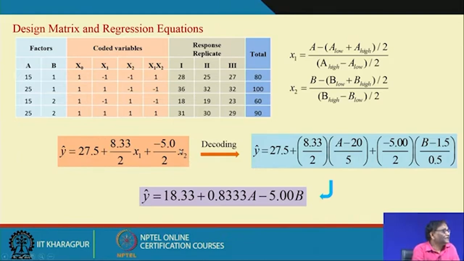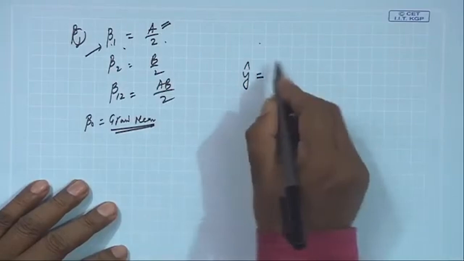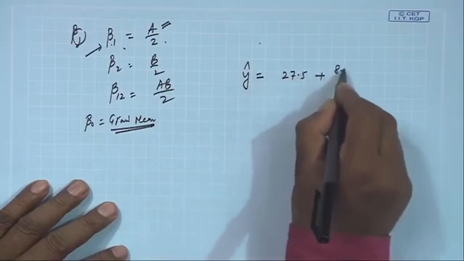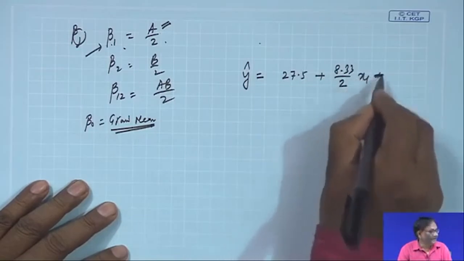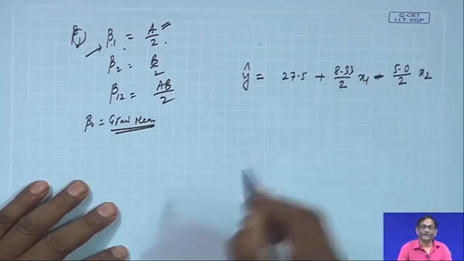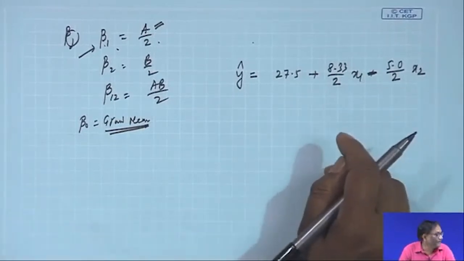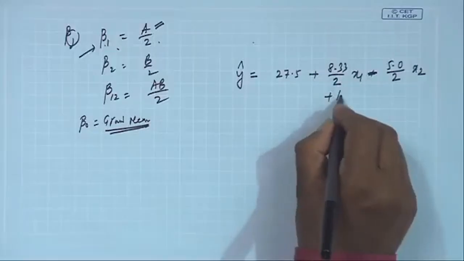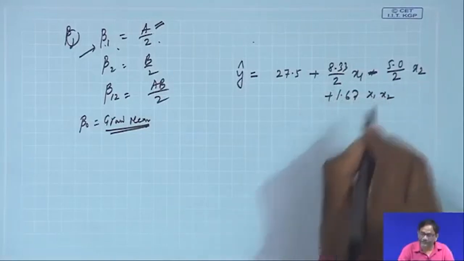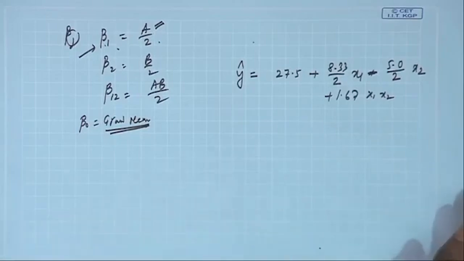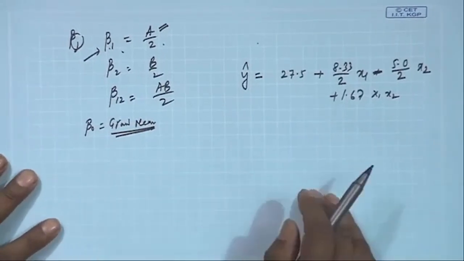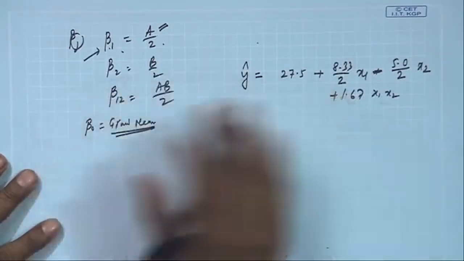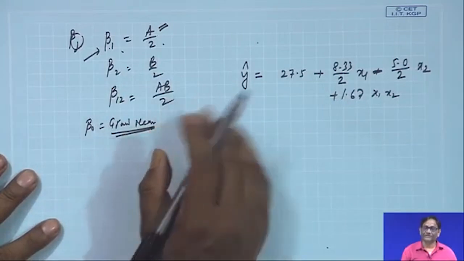What about x 1 and x 2? Because x 1, x 2, A B interaction is not significant. As a result, this equation we got from the data given in this table. So, that means the response surface, what we got, this is 27.5 plus 8.33 by 2 into x 1 minus 5.0 by 2 into x 2. And we have not considered the A B effect, which effect wise was 1.67. So, that means plus 1.67 x 1 into x 2, and as you know we are using two symbols, either A B C D or x 1 x 2 x 3 like this to represent the factors. So, they are interchangeable, we are writing interchangeably. So, you must keep in mind this thing.